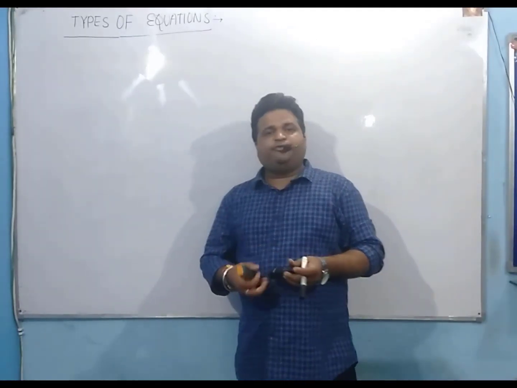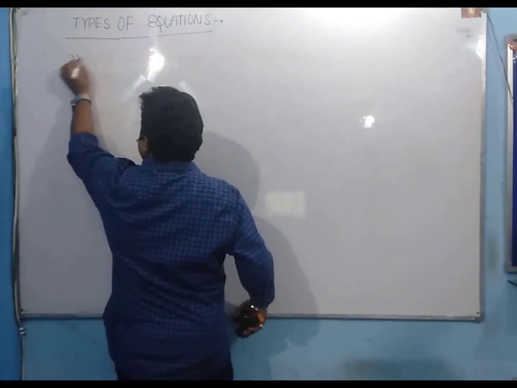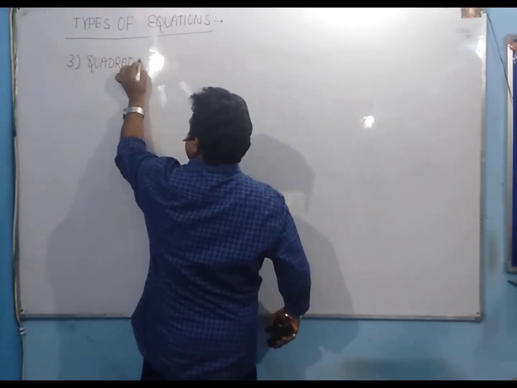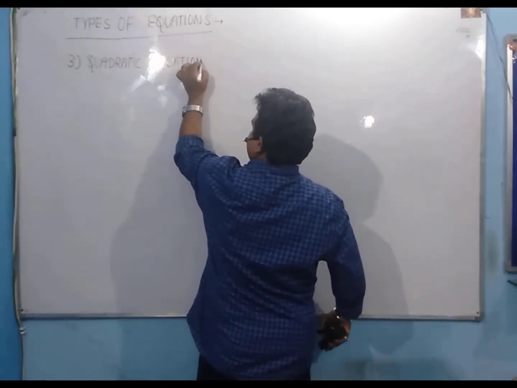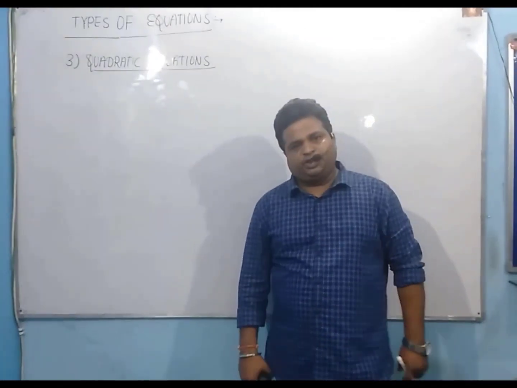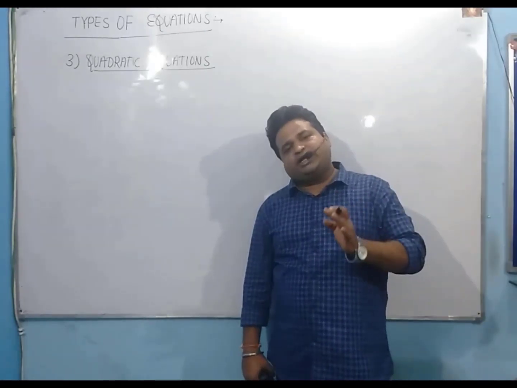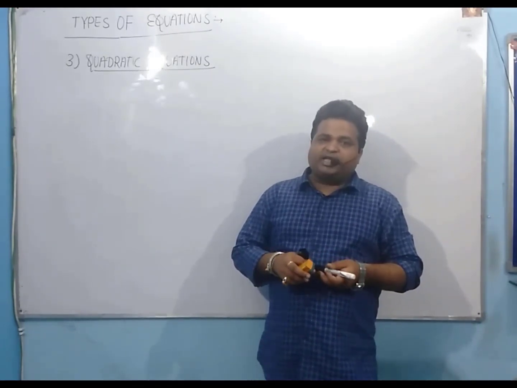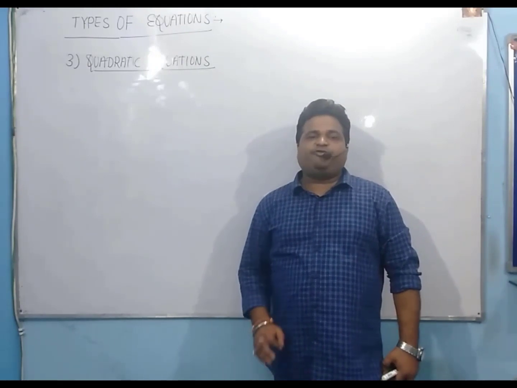Now move into the third equation, quadratic equations. Basic definition. What do you mean by quadratic equation? This is a second degree equation where one variable out of all contains the exponent of 2. I repeat again, this is a second degree equation where one variable out of all contains the exponent of 2.